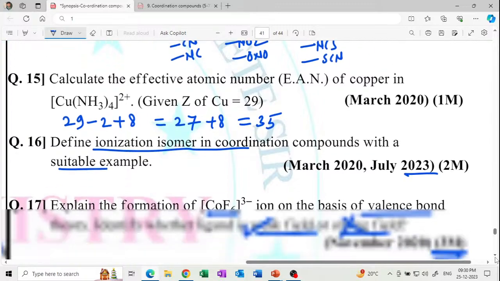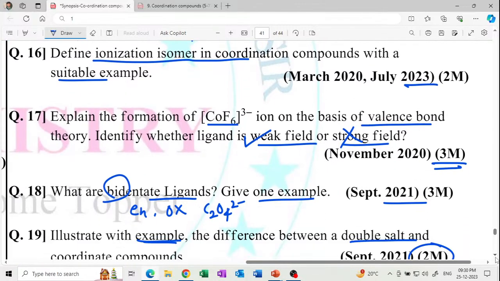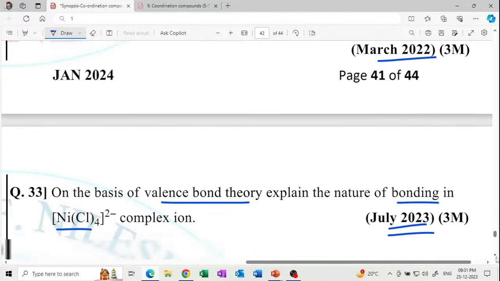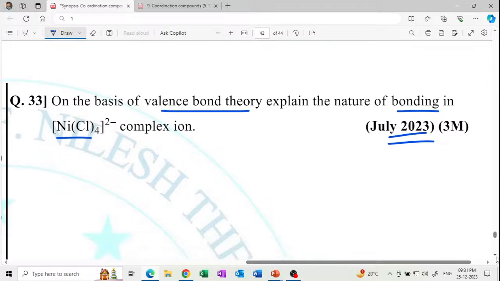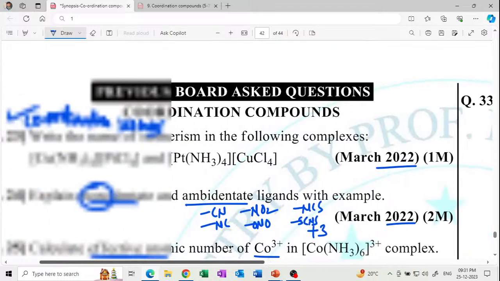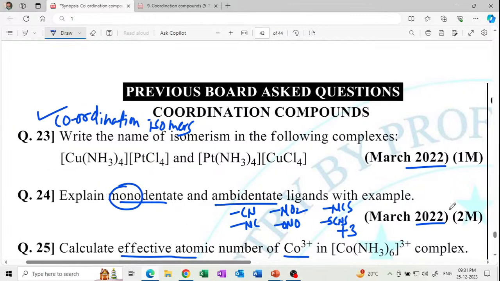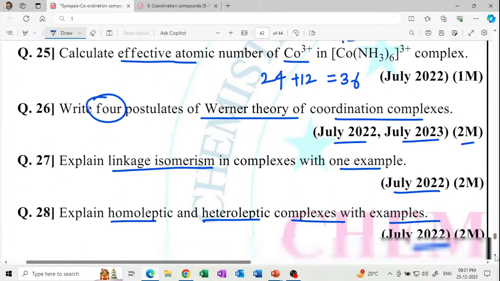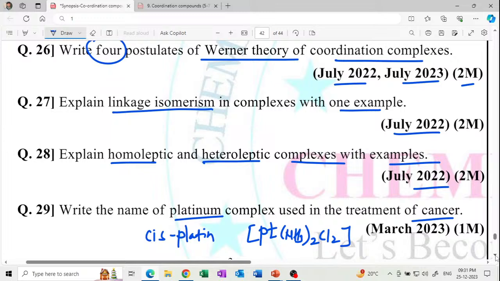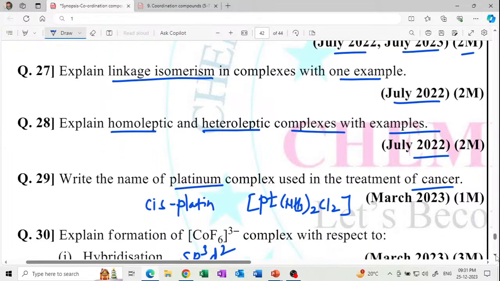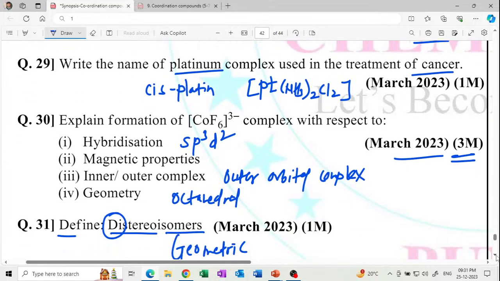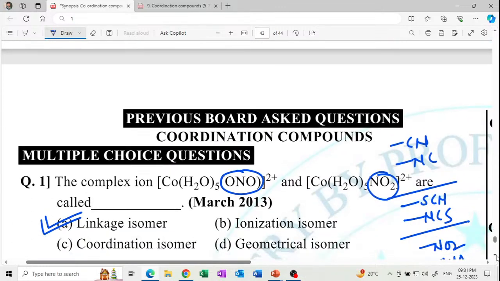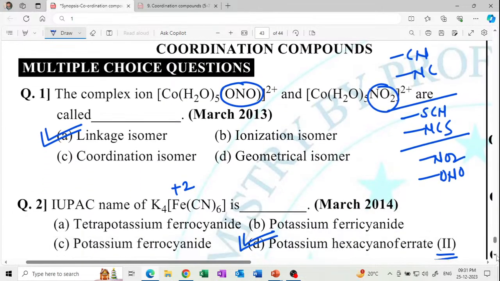आउटपेजचे नेम असेल नंतर इफेक्टिव्ह ॲटॉमिक नंबर, आयोनायझेशन आयसोमर्स, नेक्स्ट इज बायडेंटेड लिगॅन्ड, मोनोडेंटेड लिगॅन्ड. नंतर कटायोनिक कॉम्प्लेक्स, अनोनिक कॉम्प्लेक्स, त्याच्यानंतर व्हीबीटी व्हॅलन्स बॉन्ड थिअरी. राईट द आयसोमेरिझम टाइप क्लासिफिकेशन ऑफ आयसो. आयसोमेरिझम, मोनोडेंटेड, बायडेंटेड लिगॅन्ड, इफेक्टिव्ह ॲटॉमिक नंबर, वर्नर थिअरी, linkage isomerism. Homoleptic, heteroleptic complexes, platinum complex. At least you should know this one. Diastereomers, cis and trans isomers. त्याच्यानंतर MCQ सॉल्व करा आपण.